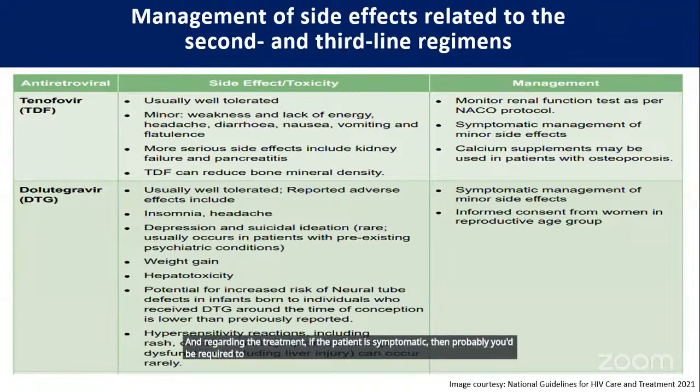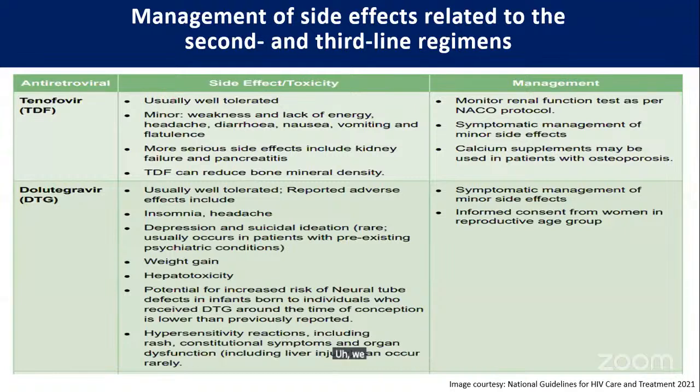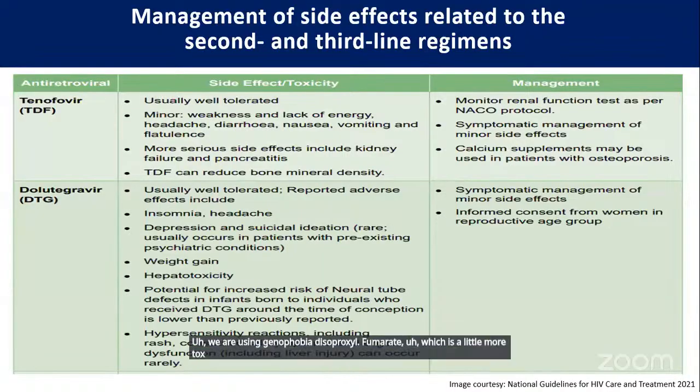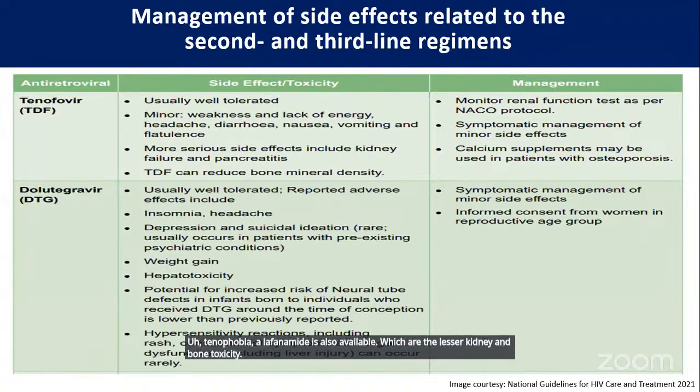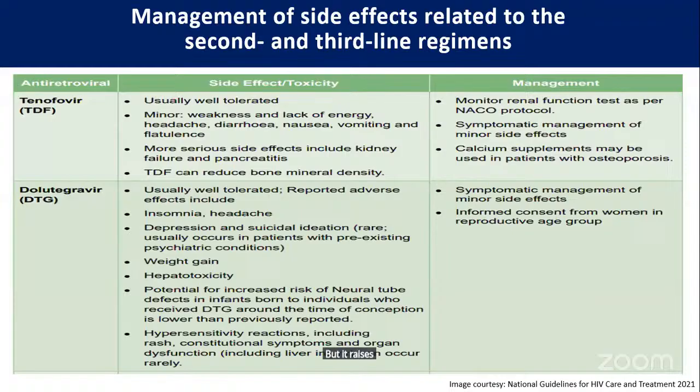substitute tenofovir. We are using tenofovir disoproxil fumarate, which is a little more toxic on the kidney and bones, but it has a favorable lipid profile. On the other hand, tenofovir alafenamide is also available, which has lesser kidney and bone toxicity, but it raises the serum cholesterol, LDL cholesterol, as well as triglyceride.